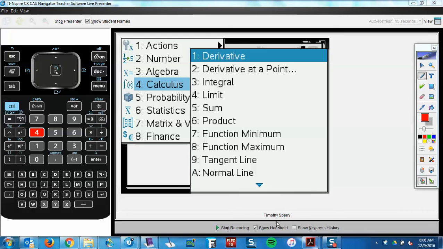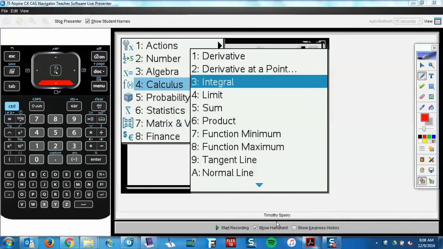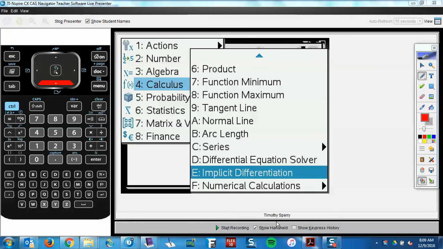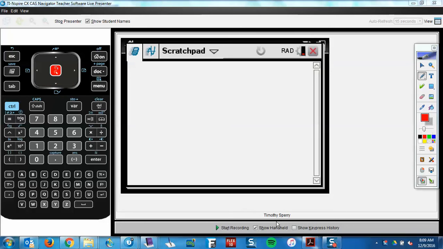Menu to the calculus part. You scroll on down, scroll down, scroll down, scroll down, keep going, and voila, E, implicit differentiation. So you hit that. It's just a function. For those of you in computer science class, it's just a procedure that has been written and stored inside the calculator. When we give it the right information, it's going to crank it out for us.